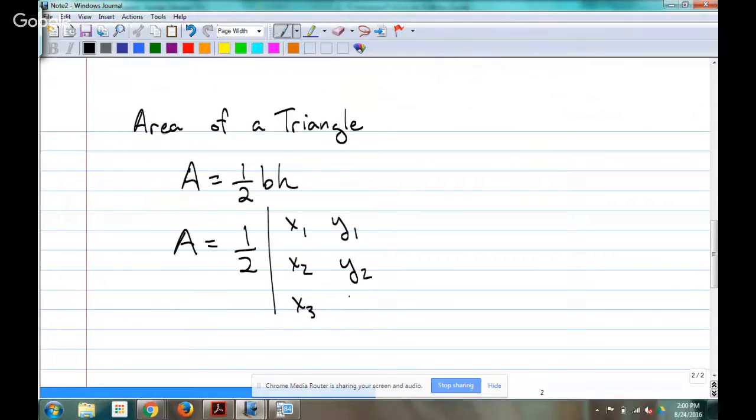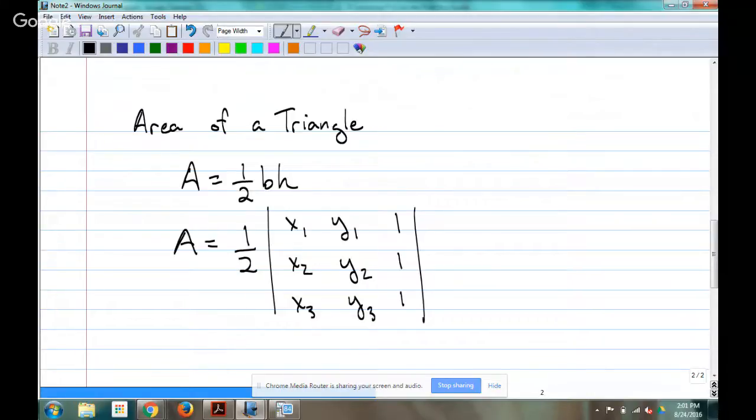It's not going to be on your test. All right. Notice I put the last column is all ones. That has to be there. It will always be all ones.